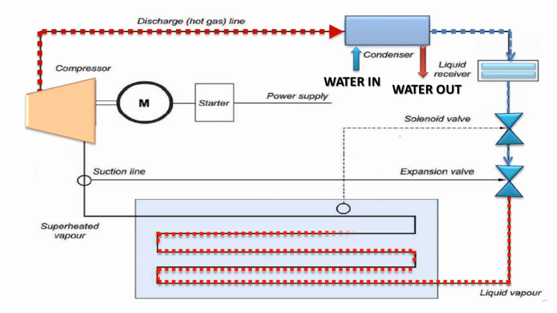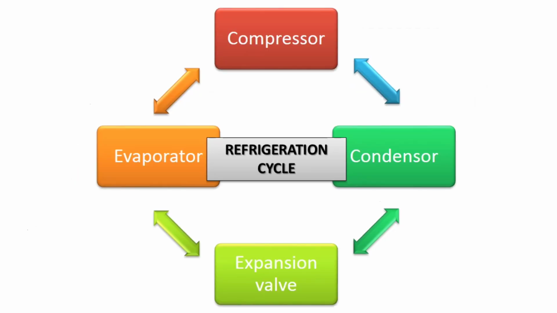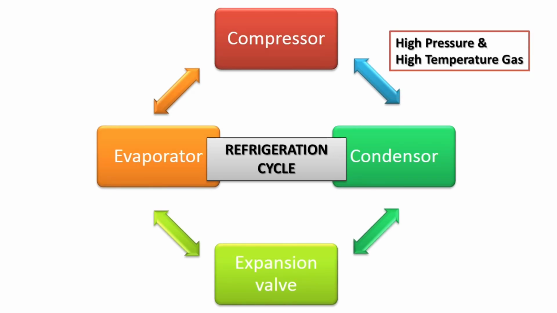So, this full cycle is known as the vapor compression cycle and is repeated again and again until the desired temperature is acquired. The refrigeration cycle consists of four important components: the compressor, the condenser, the expansion valve and the evaporator. In the refrigeration cycle, the refrigerant fluid is first compressed by the compressor, and at the output we get high pressure and high temperature gas.